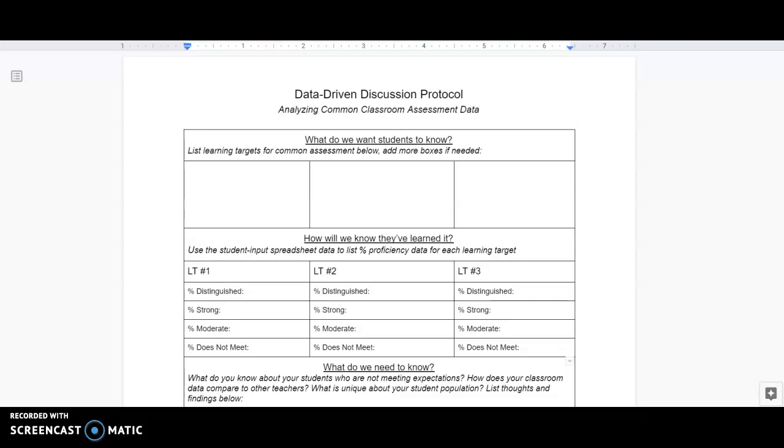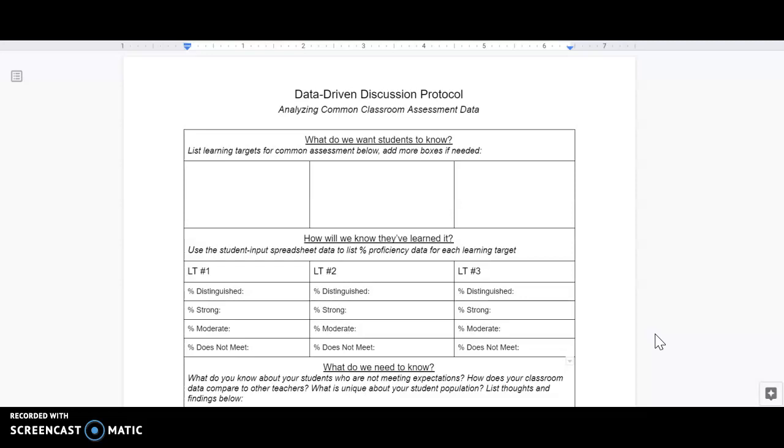I was asked to create a data-driven discussion protocol that I could give to teachers when I'm a building principal. And so I was thinking as a teacher myself, what kinds of data would be most useful to me in my classroom and in my everyday practice, and what kind of protocol would I want to look at to drive my discussion with my teaching team.